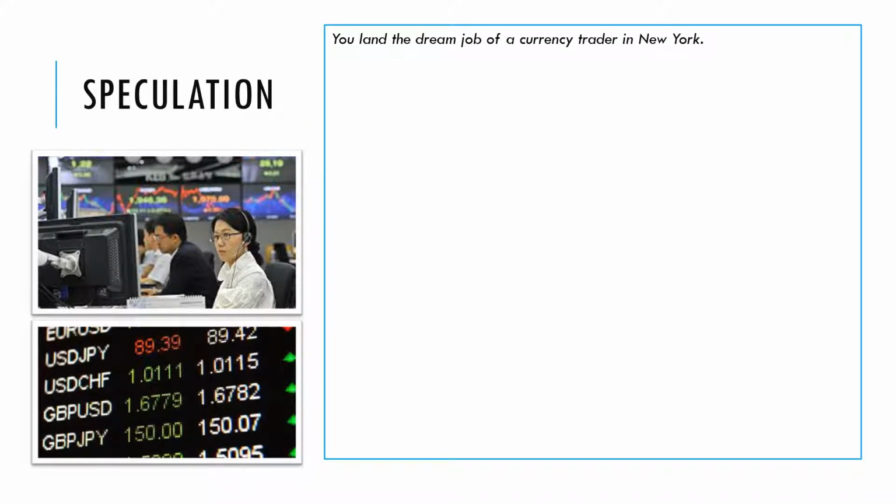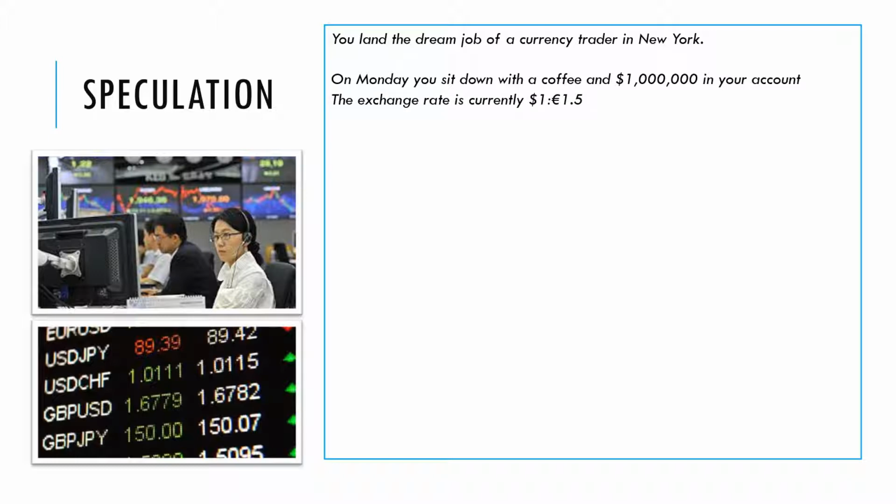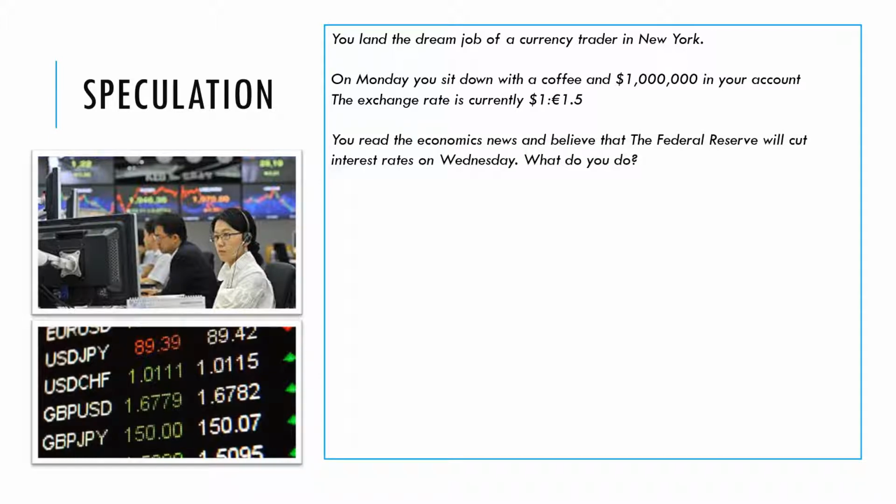Now let's move on and look at speculation. Let's stop for a second and think about an example. This could be you in a few years' time. You land the dream job as a currency trader in New York. On Monday morning, your first Monday morning, you sit down with a coffee and your boss has given you $1 million in your account to trade currency. The exchange rate is currently $1 to €1.50. Being a good currency trader, you read the market news, you read the economics news, and you believe that the Federal Reserve will cut interest rates on Wednesday.